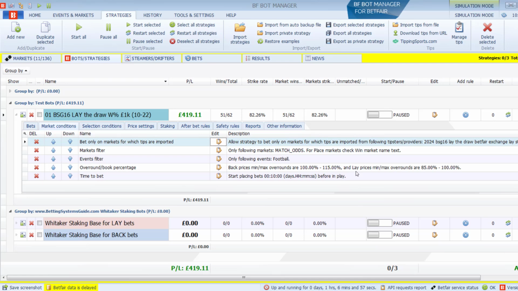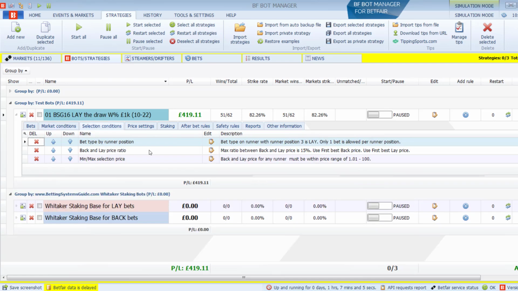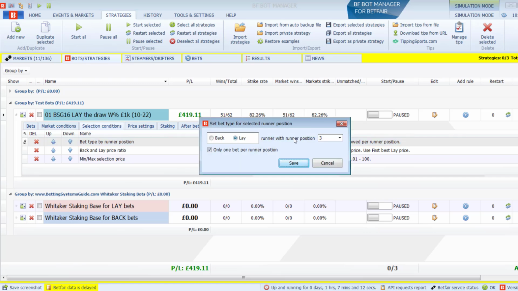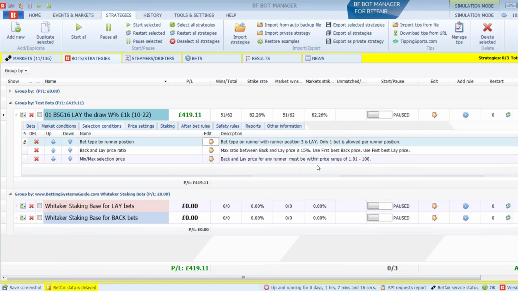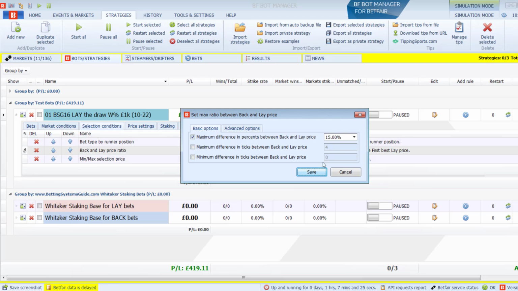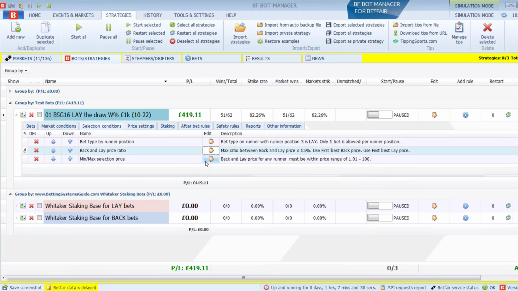But for the moment, I'm just doing it on the default settings. And I've got it placing bets at 10 minutes before kickoff. My selection conditions, as I said before, I'm using the bet type by runner position, telling it to lay the runner with position 3. So that's the draw in match odds in football. And for the back and lay price ratio, I've gone back to the default of 15%. I don't really need a min-max selection price here, but I've just left this in here at 1.01 to 100.